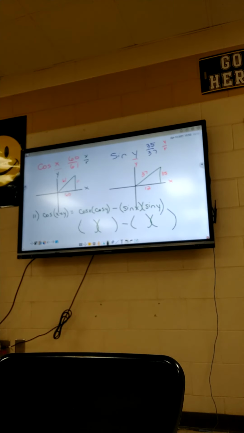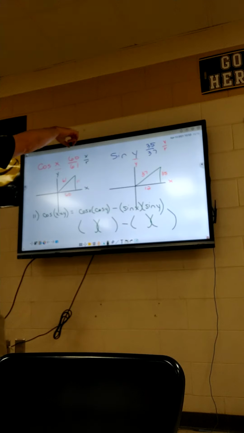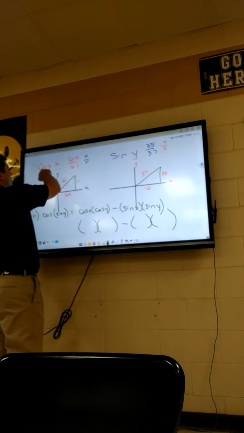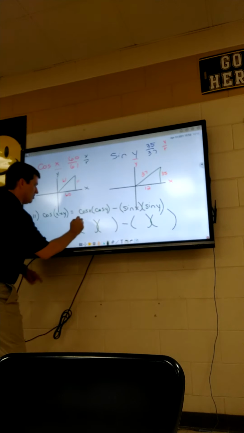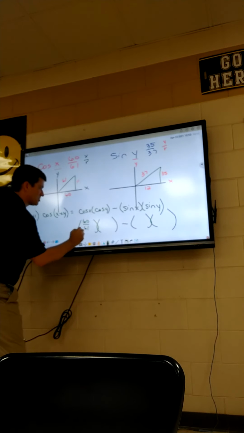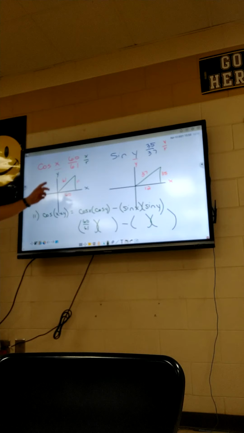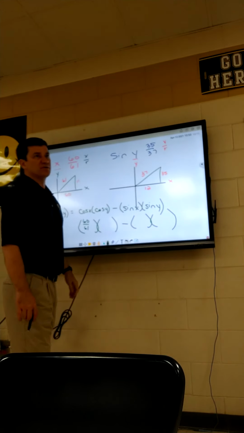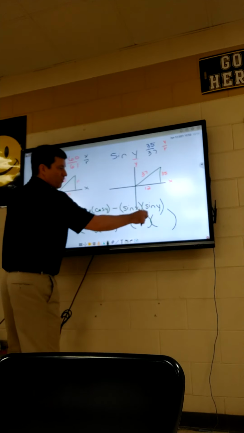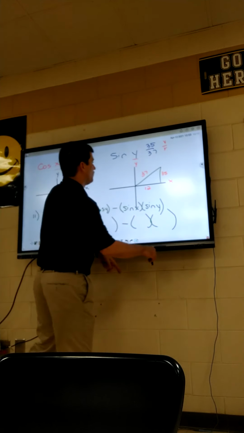How do you know which ones are giving you? Look, it was given to us on the front of the paper. Cosine of x is 60 over 61. Where can that go? Right here. All right, so that's one they gave you. The other one they gave us, Banner, is sine of y is 35 over 37. Does that go in the second, third, or fourth one? Goes on the other one. Goes on the fourth one right here.